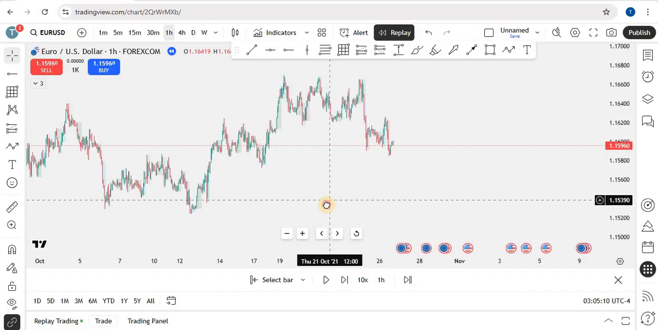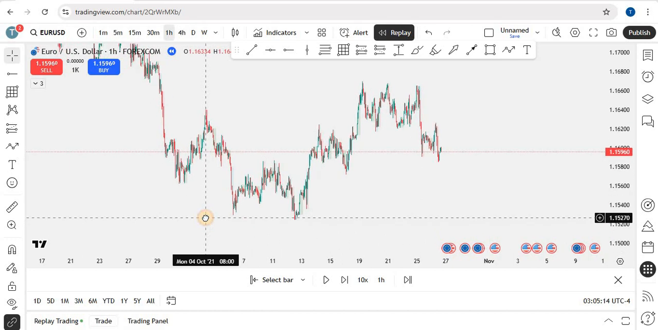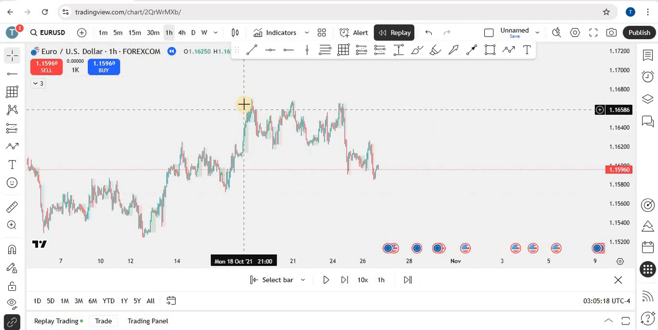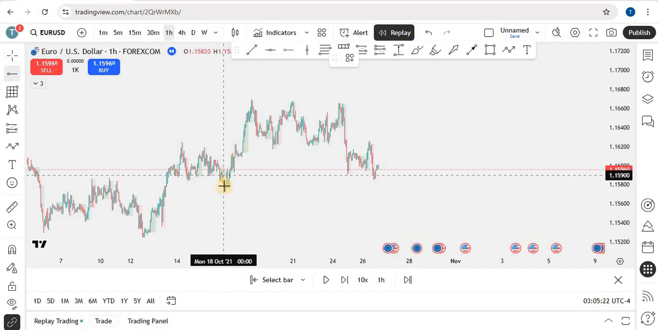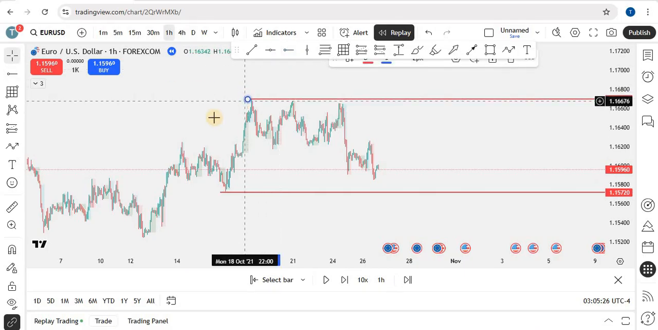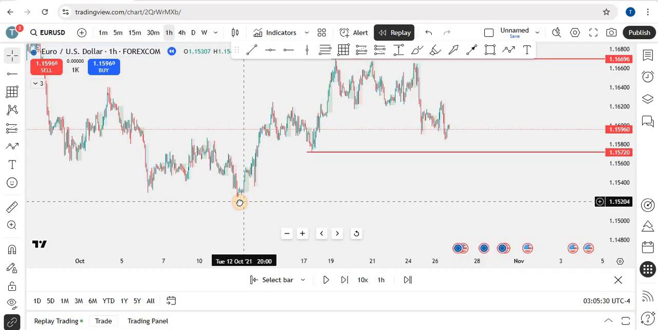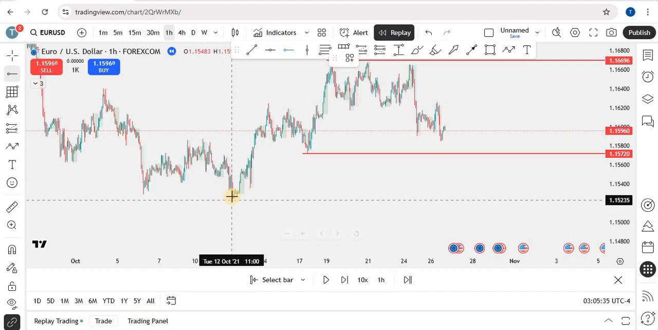Okay, so we have to find a leg, a leg that creates a high and a low. For example, this is the high, this is the low, right? So we will simply mark out these areas. Okay, and we also go further below and look for highs and lows like this.